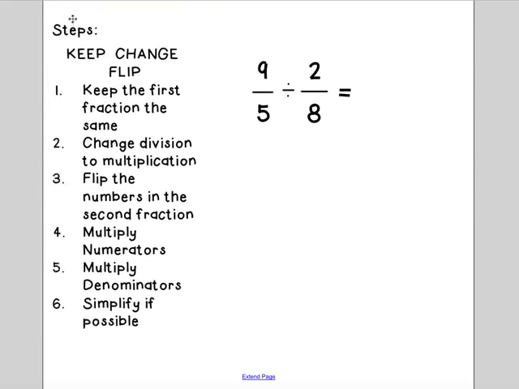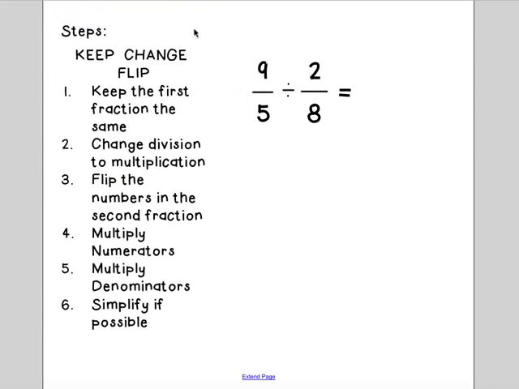There we go. So there are my expanded steps. Don't want to miss anything, so keep the first fraction. So I'm keeping 9 over 5, or 9/5, changing division to multiplication, and then flipping my second fraction to be 8 over 2. 9 times 8 is 72. And 5 times 2 is 10.